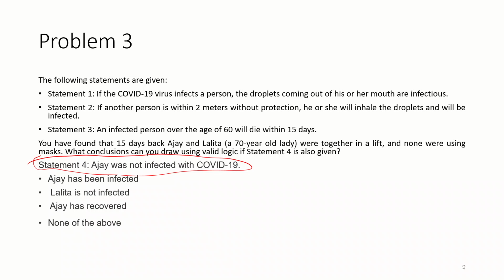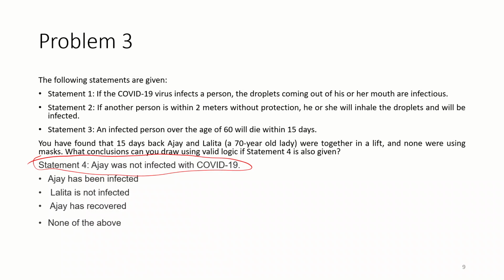So that's why, and all the given answers like Ajay has been infected, because the fourth statement already says Ajay was not infected with COVID-19. So it is invalid. Lalita is not infected is also invalid because there is no correlation from the above premises with this statement. Ajay has recovered: statement 4 says Ajay was not infected, so there is no chance of recovery. So none of the above.